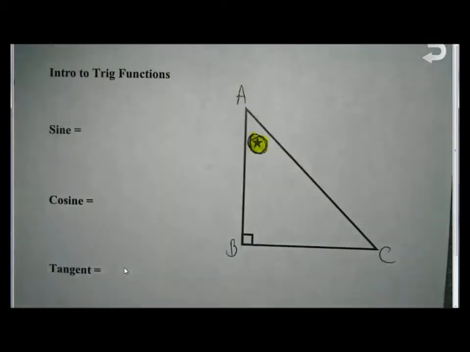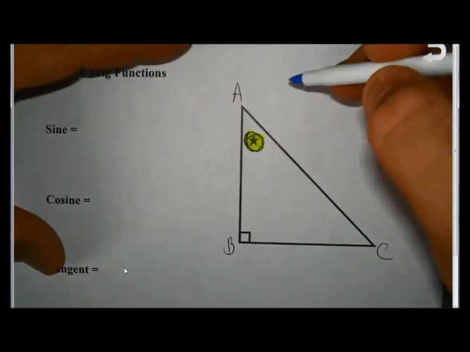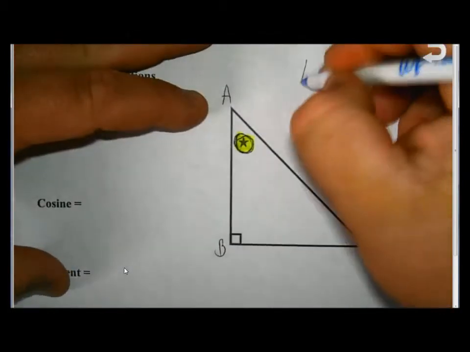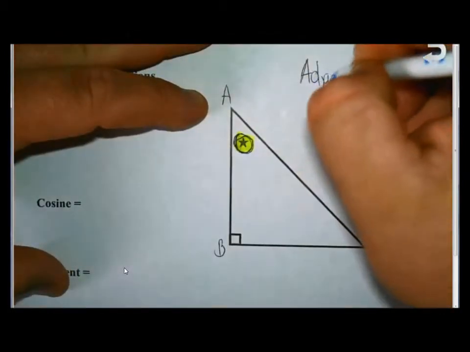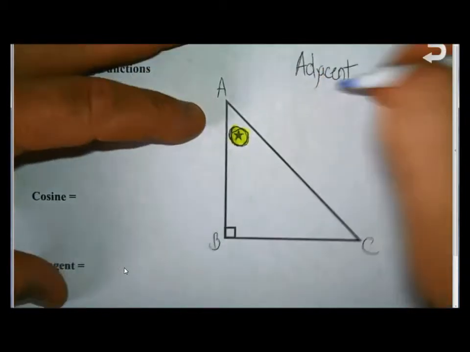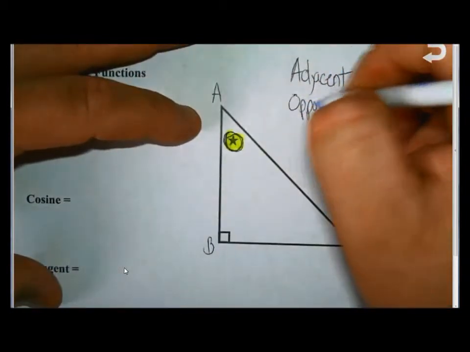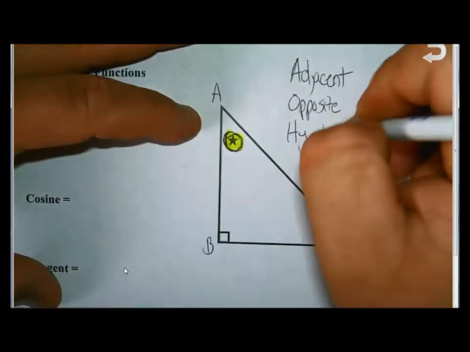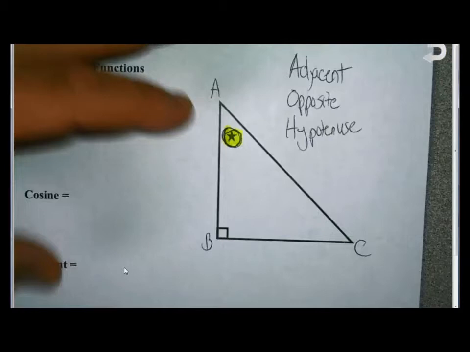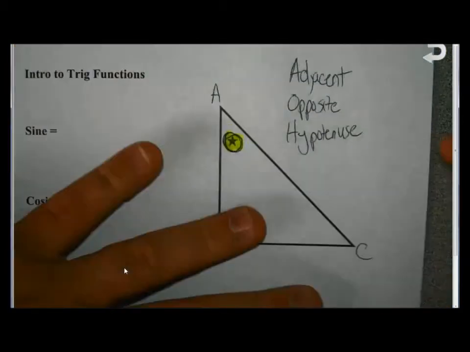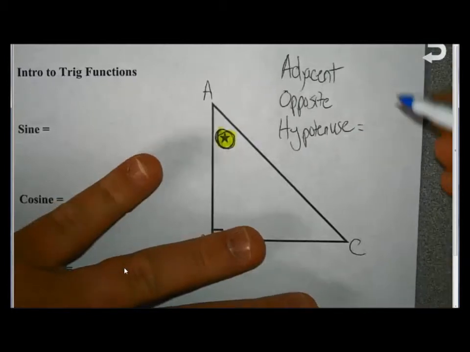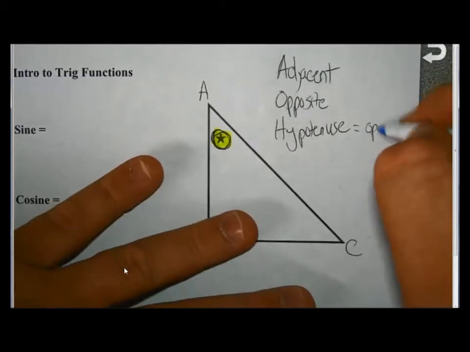Now, if we're trying to solve for angle A, we have to know 3 terms. We have to know what adjacent means. We have to know what opposite means. And we have to know what hypotenuse means. Let's start with hypotenuse. Hypotenuse is the side that's opposite of the right angle. Everybody agree with that?